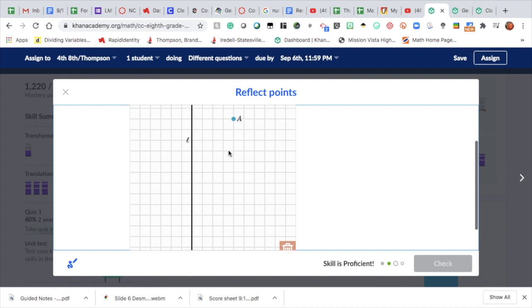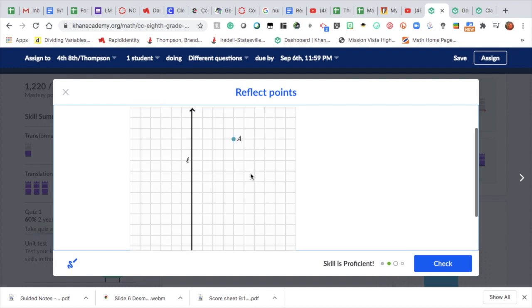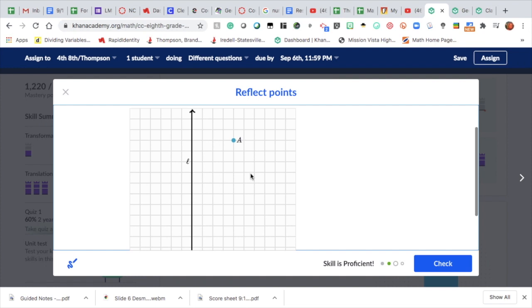Now, let's say, for example, we just put a dot right there. That's not the correct way. And if we do that by mistake, we need to drag that dot to the trash can. We don't want to put unnecessary dots. If you have different dots on here that are not the proper answer, it will count it wrong. So if you have extra dots, you need to drag them to the trash can.